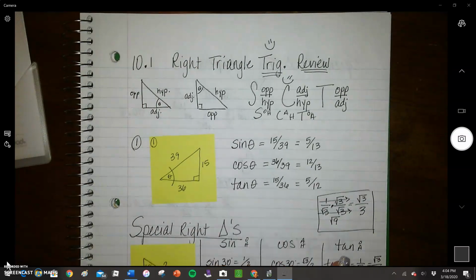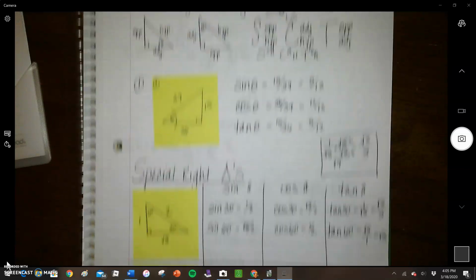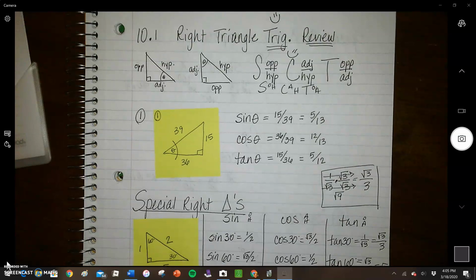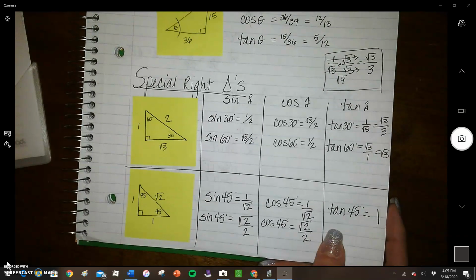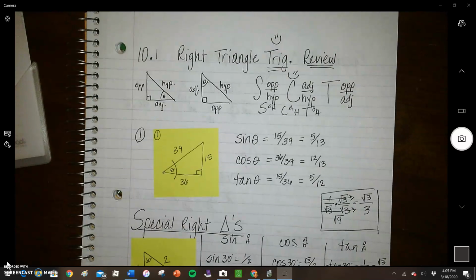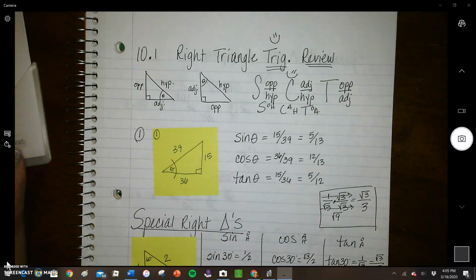I'm going to very quickly go over some review with you, some just generic trig: SOHCAHTOA, sine, cosine, tangent, and a couple of special right triangles that there are. If you think that you need a slower version, please make sure that you watch the review video that should also be on Google Classroom, okay?